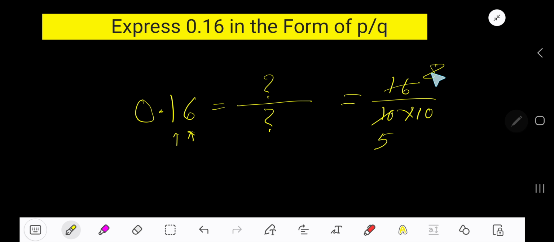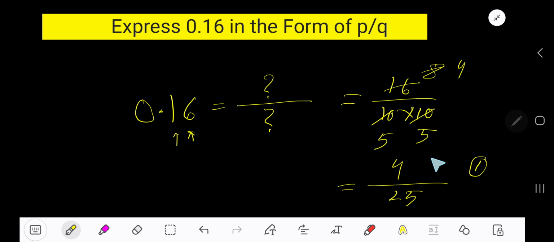Again, this is divisible by 2, and this is divisible by 2. If you divide 8 by 2, you will get 4, and 50 by 2 gives 25. So basically, we are getting 4 over 25. Look, the common factor between 4 and 25 is just 1, so we can say that this is the reduced form.